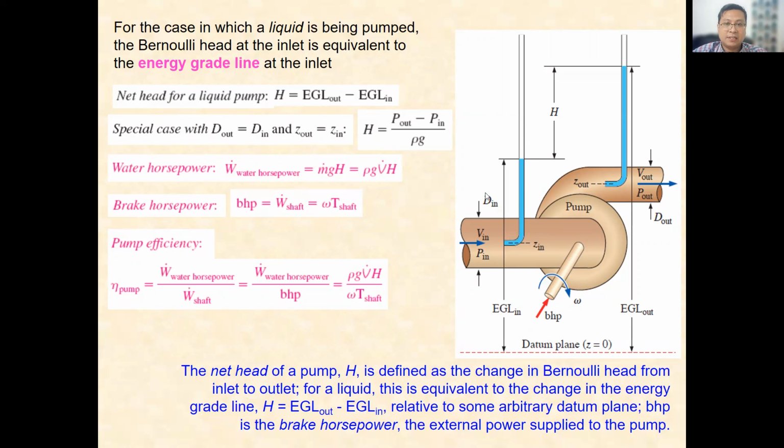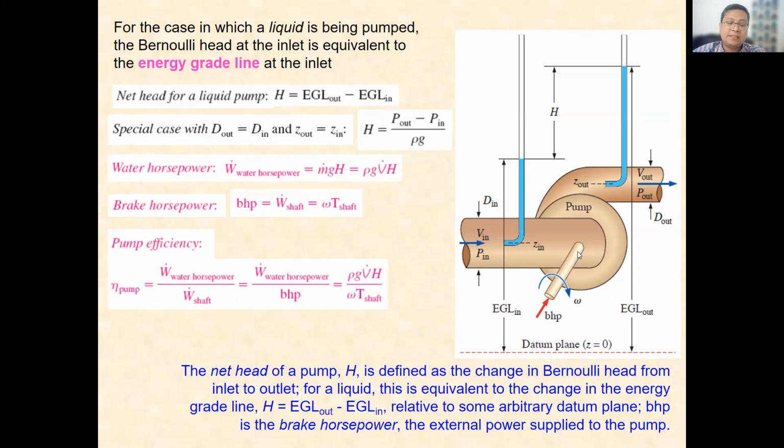So we consider the calculation only remaining H equal to P out minus P in, over rho g. This one is how to calculate, and then for efficiency, we can use the ratio between the water horsepower and the shaft power. So how much power is supplied into the pump.